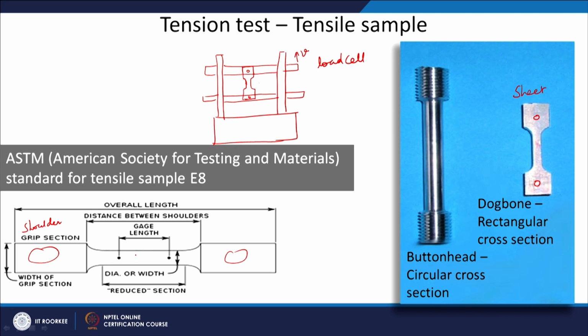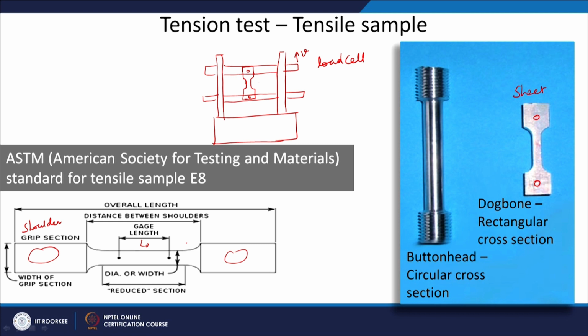And there will be a gauge length, which you can call L naught for argument's sake, and then you will have some diameter or width. Diameter if it is a round, circular cross section, and width if it is a rectangular cross section. And this is the distance between the shoulders.